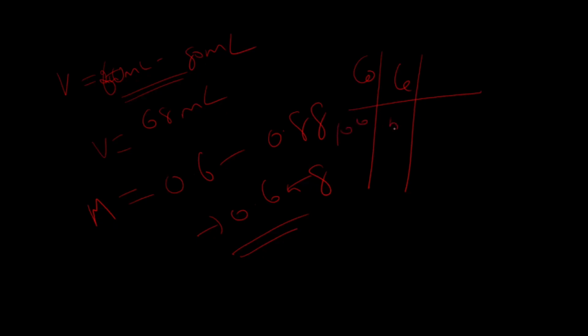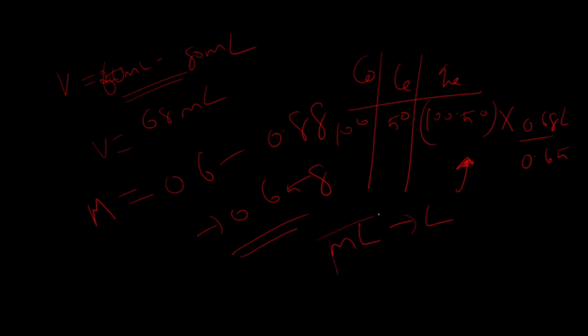Say if C0 is 100, CE is 50, then you have to calculate the QE value: 100 minus 50, multiplied by 0.68 liters, divided by mass 0.65 grams. From this you will get your QE value. Just pay attention to how to convert milliliters to liters. Don't make any mistake. Even if I made some mistake, you don't do that. You should know how to convert milliliters to liters or liters back to milliliters.